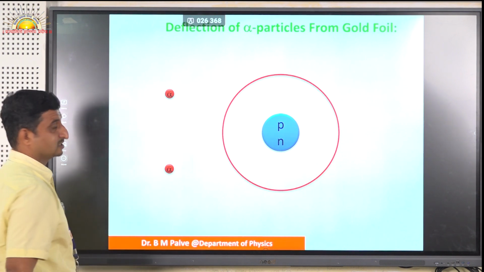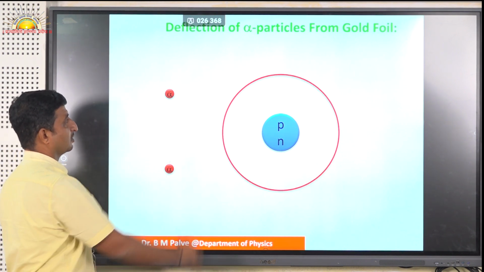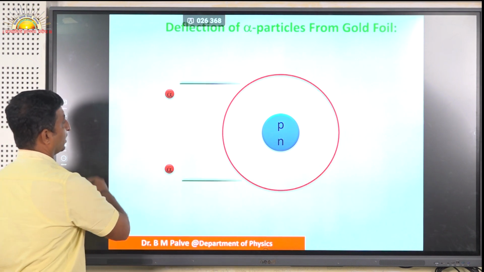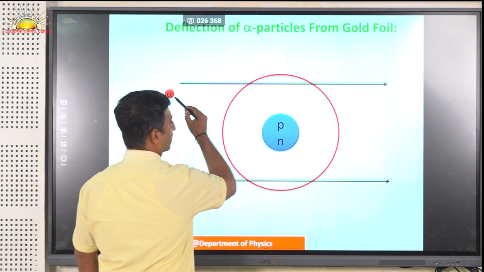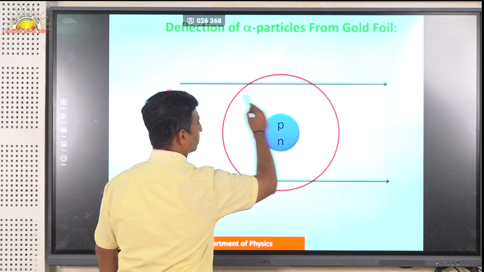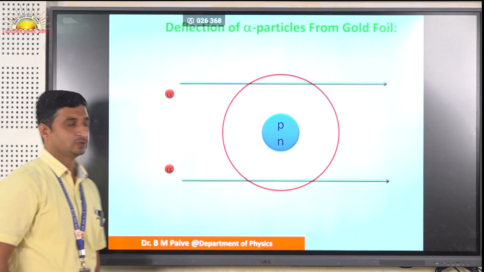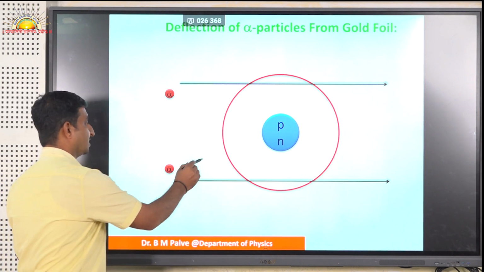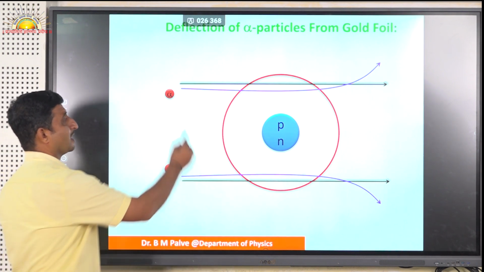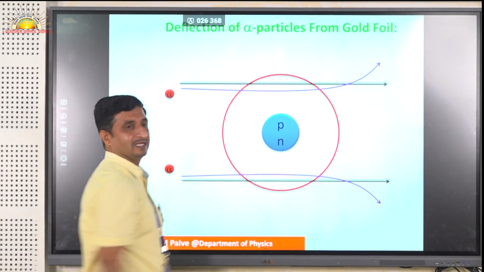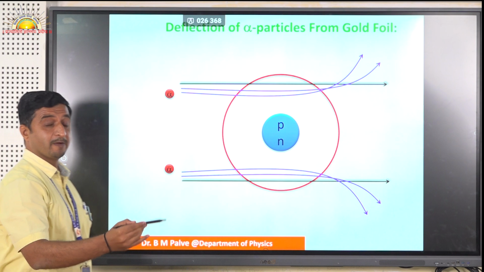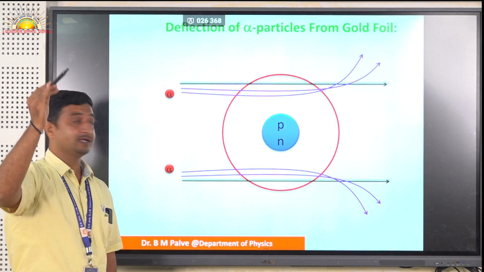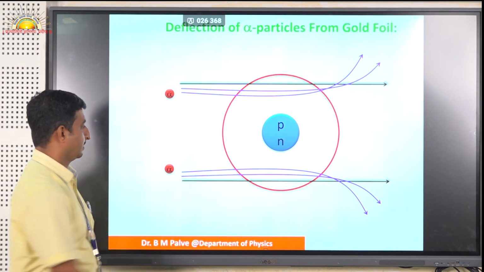He observed some things, and he explained this observation. First, some alpha particles passed in a straight line through this gold foil. Second, he observed that some alpha particles were deflected by a certain angle. Third, he observed that some alpha particles were deflected by more than a 90° angle.